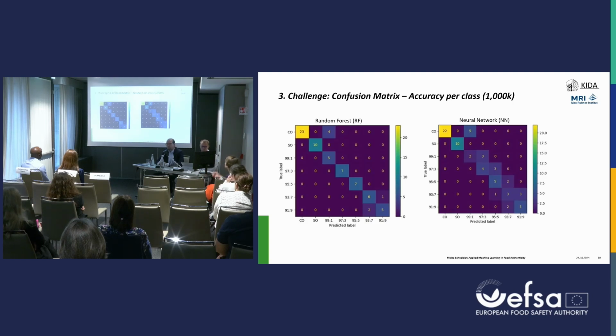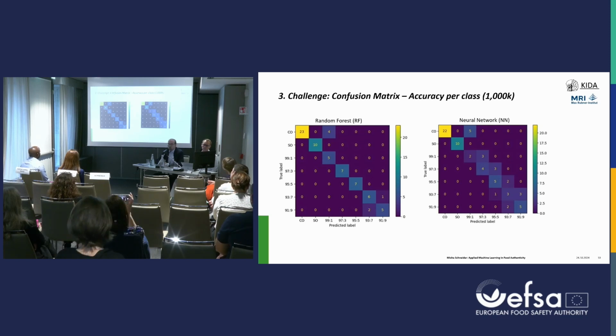Let's look a little bit deeper into this. So here you see the confusion matrix, something very good to illustrate how the performance looks. On the left we have the random forest, and on the right side, the neural network. On the y-axis, you see the true labels, and on the x-axis, the predicted ones.